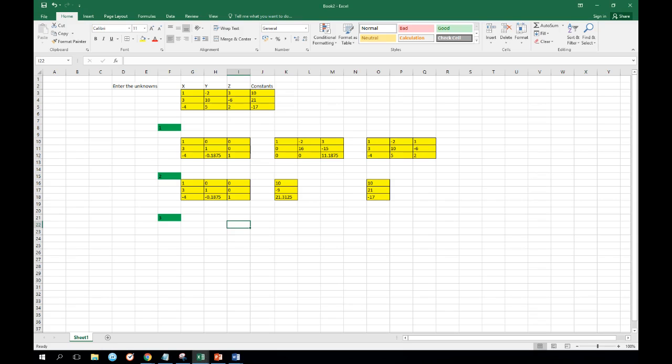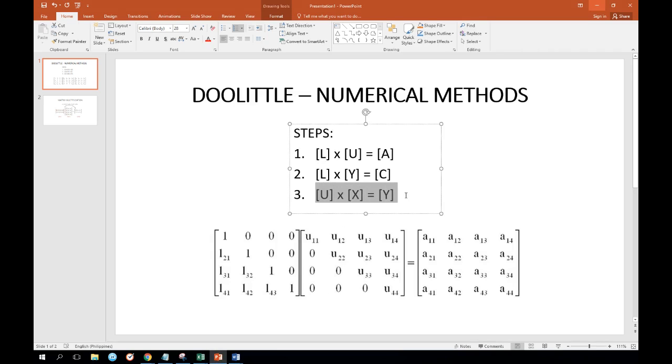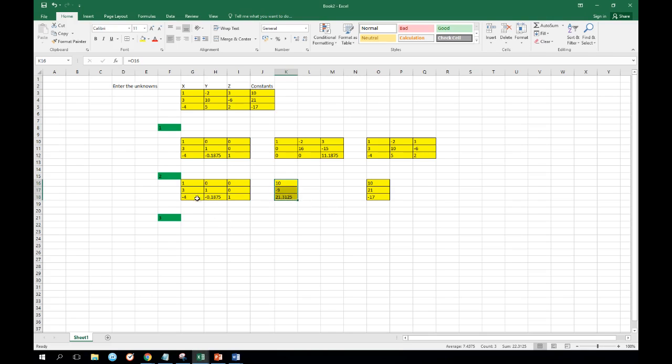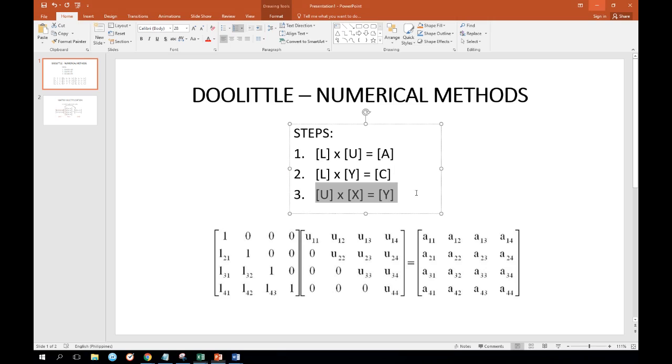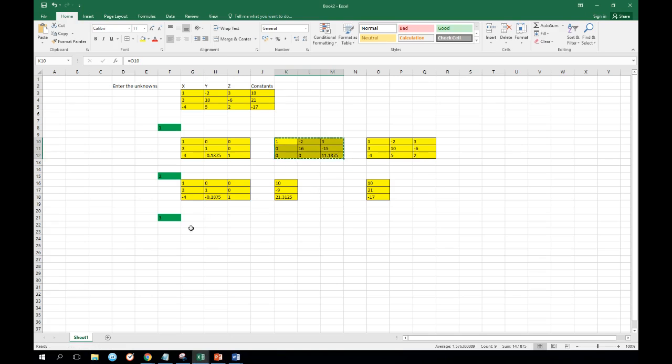The third step here, going back to the PowerPoint, is upper triangle multiplied by x is equals to y. Upper triangle is again a 3 by 3 matrix. So again, this is the upper triangle, this one. Let's just copy and paste this. Sorry, the value will change. So we have to remember to equate this one here, then drag, then drag. Now for the y, we can simply copy this one. So remember to equate this to values here.